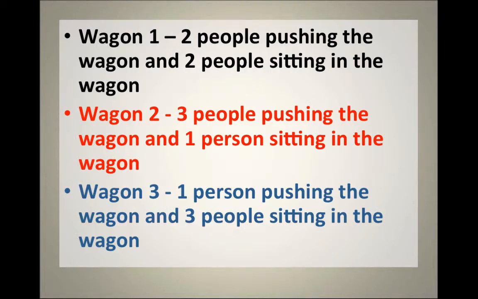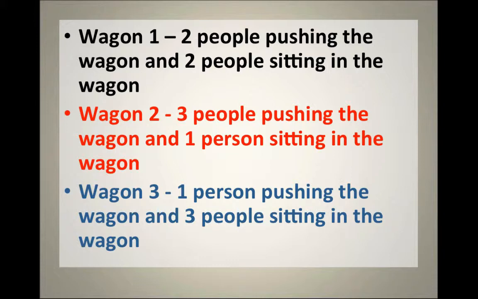This is what your prompt's going to look like. Wagon 1 has 2 people pushing and 2 people sitting in the wagon. Wagon 2 has 3 people pushing and 1 person sitting in the wagon. Wagon 3 is 1 person pushing and 3 people sitting in the wagon. The people pushing supply the force. The people sitting supply the mass.